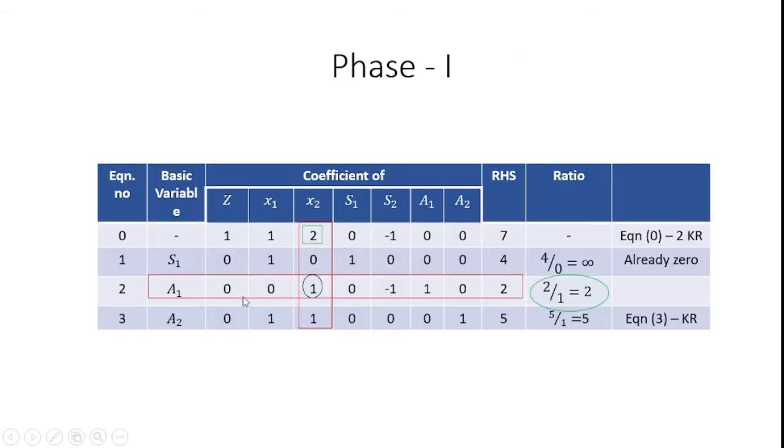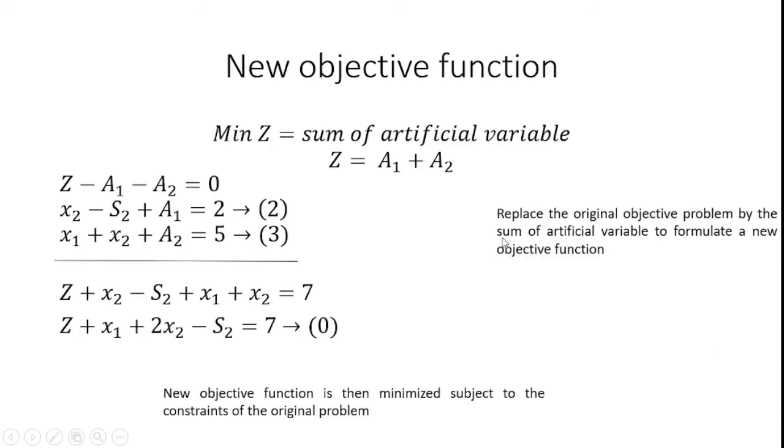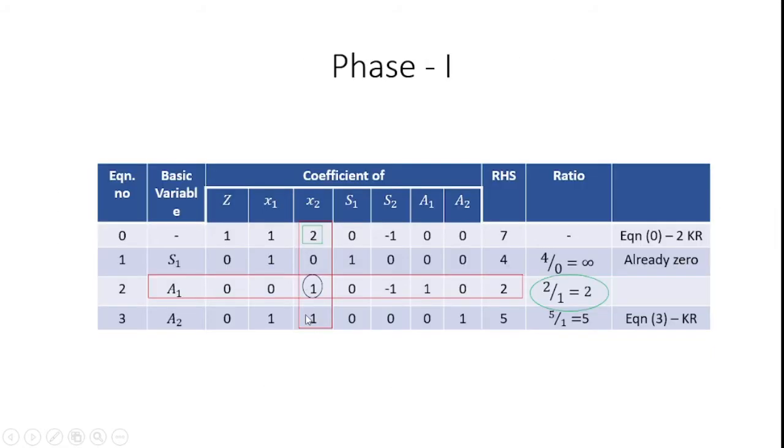I frame that table as Z 1, X1 1, X2 2, S1 0, S2 -1, A1 0, A2 0, and the right hand side is equal to 7. Likewise, I formulate the equation and the table with the first column, first row. After that, I can move to equation number 1.